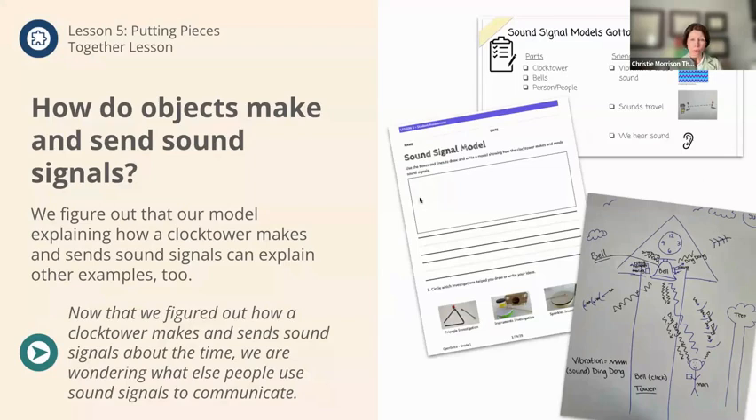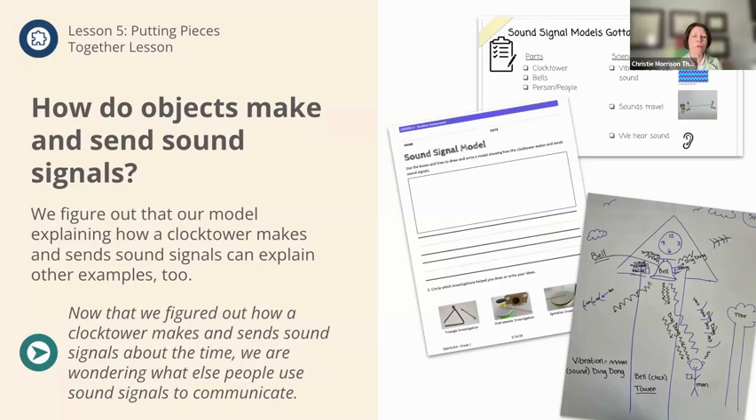We develop individual models, which provides a summative assessment opportunity and supports our own sense-making. We use these models during a consensus discussion to make a class model. Then we connect our understandings to other examples of sound signals by adding examples from our out-of-school community connections to that Our Examples chart from Lesson 1.